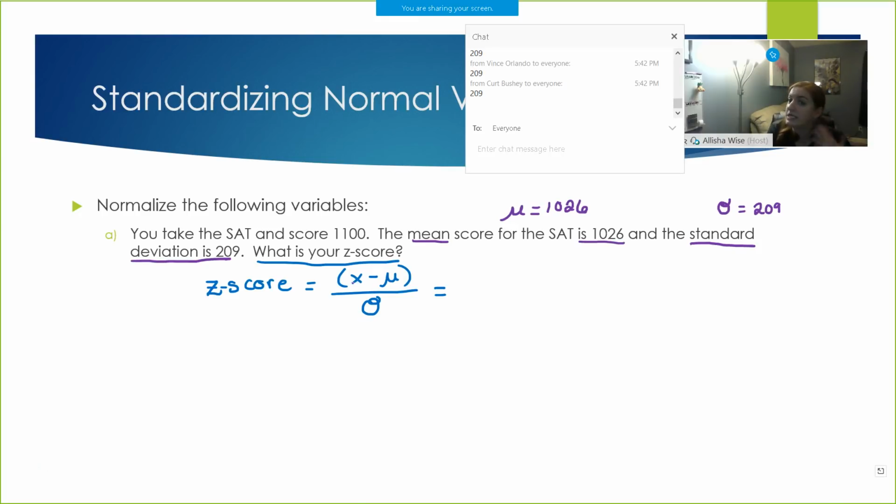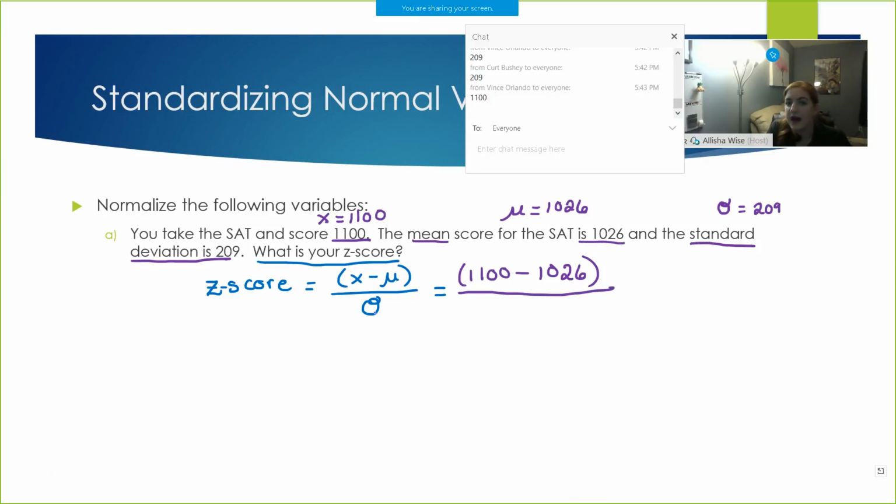Notice we've got our mu, we've got our sigma. The only thing left that we need to plug in is x. So x is your data value that they want you to convert. The only number left is 1,100. That's our original data value that they want you to change into a z-score. So this is our x value that we are converting. Now that we have our variables, let's plug it into our formula. It would be 1,100 minus mu, which is 1,026, divided by sigma, and sigma was 209.